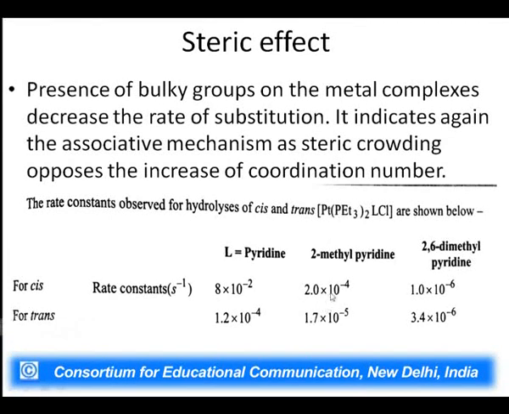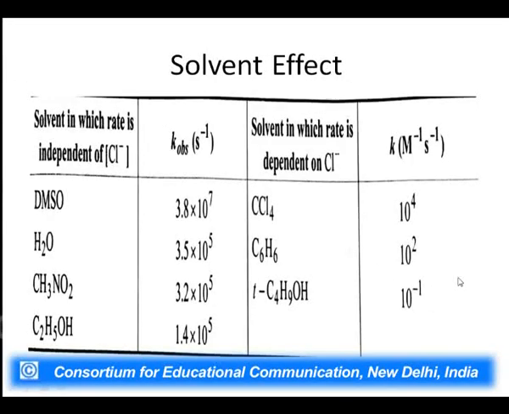In this case, when one methyl group was introduced, it was 10 to the power minus 4, and when two methyl groups were introduced, it is 10 to the power minus 6. For trans complexes, the same is observed, but the rate of decrease is not as much as in case of cis complexes. Then solvent effect.